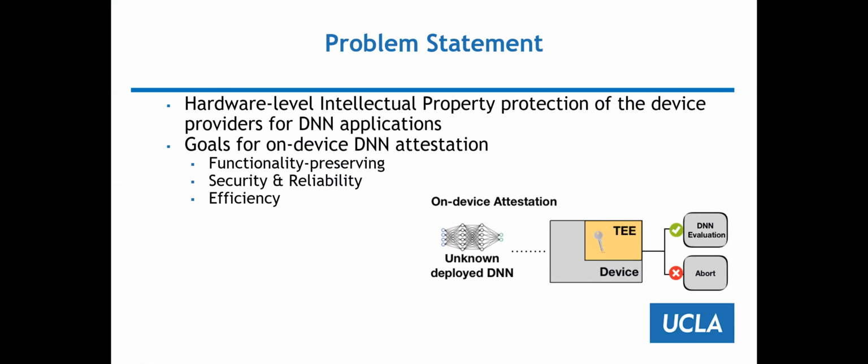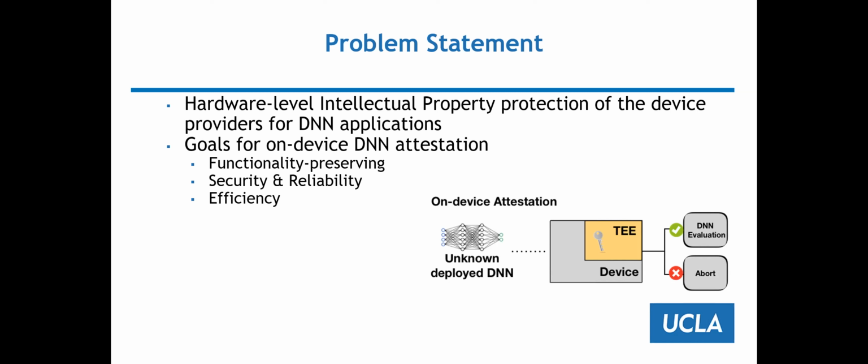In this paper, the major problem that the authors try to tackle is hardware-level intellectual property protection of the device providers for DNN applications. Since the customers might misuse the device for illegal or unauthorized DNN applications, on-device attestation is needed to prevent illegal DNN models from execution and detect malicious modification.